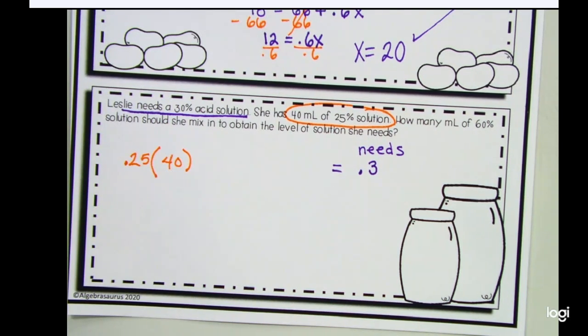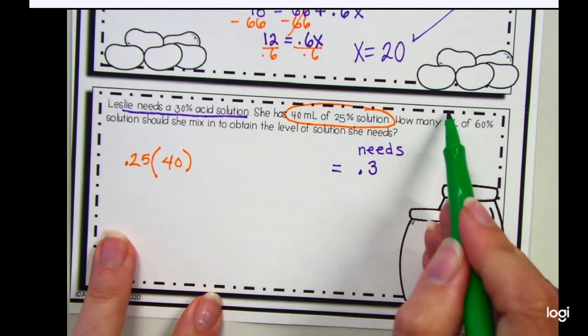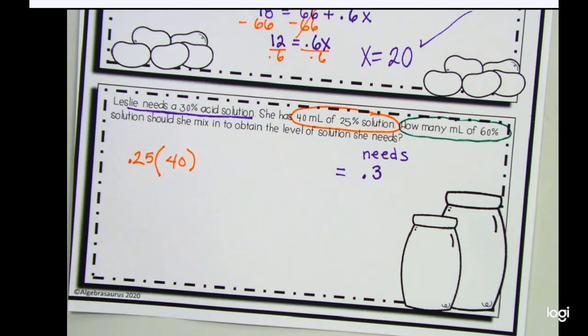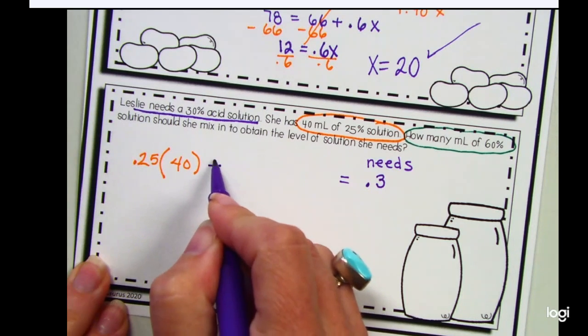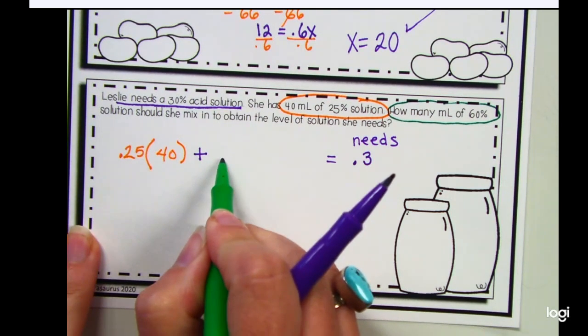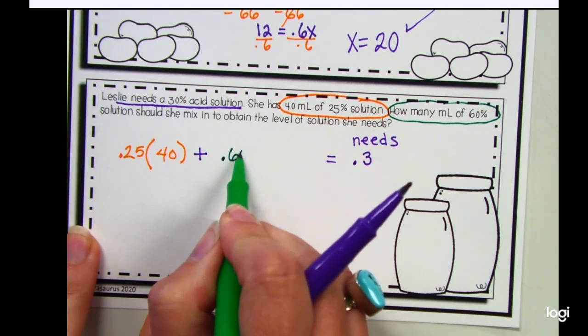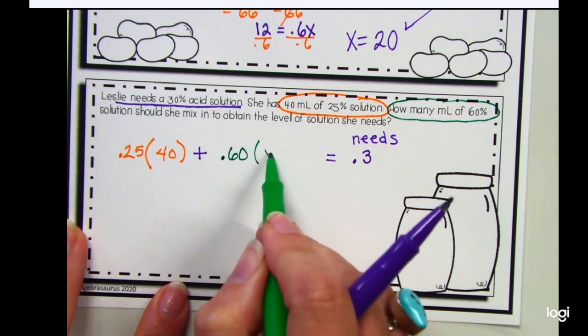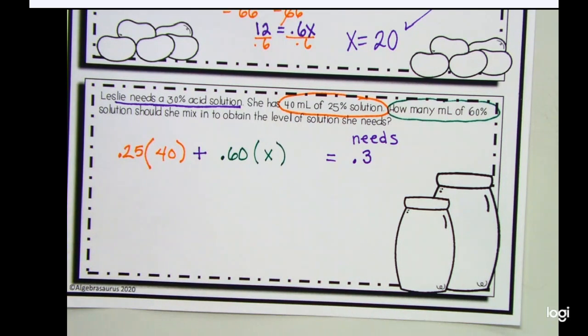And what's the next step? What does it state? How many milliliters of 60% should she mix with? If we're mixing it together, are we adding, subtracting, multiplying, dividing? Adding, perfect. So we know we're going to have a plus. We don't know how many, what do we call it in algebra? X. So what percent do we have? 60%, so we'll call that 0.60. You can drop the 0 if you need to. We don't know how many, so it's x.